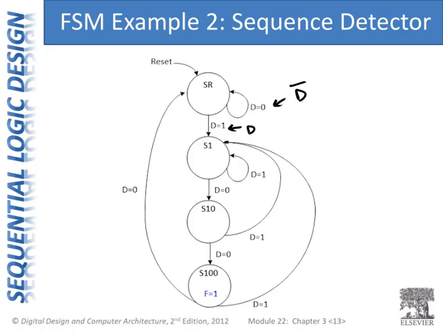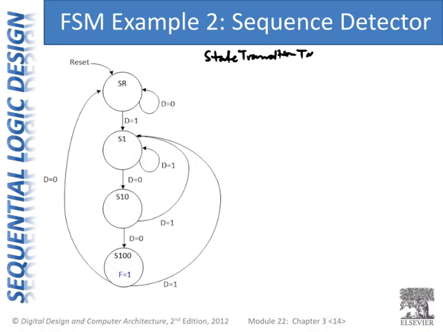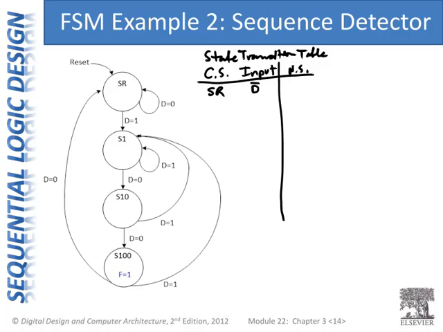The next thing we want to do now is to take our state transition diagram and turn it into our state transition table, also called our next state table. We're basically writing the state transition diagram in table form. So we have the current state and the input, in this case we just have 1, on the left, and the next state on the right. If our current state is SR and our input D is low, next state should be SR. If our current state is SR and D is high, this transition here, next state should be S1.